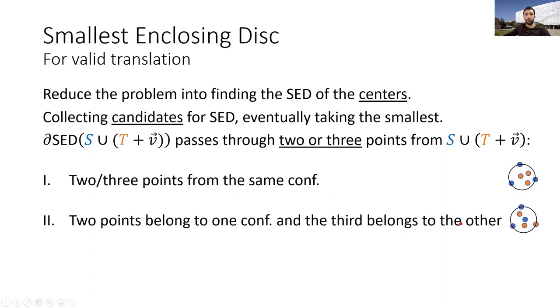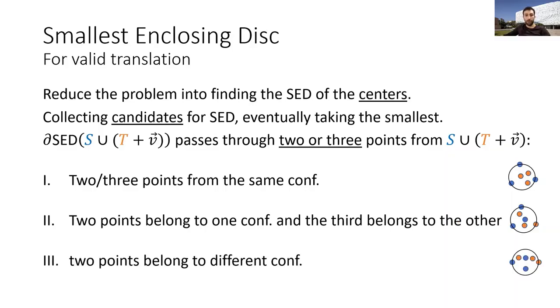Second, 2 points that belong to one configuration and the third belongs to the other configuration. This case is a generalization of the first case. Or third, 2 points belong to different configurations. So these points lie on the diameter of the SED. You can see, for example, a center of a start disk is here, and another point, the center of a target disk, is here.